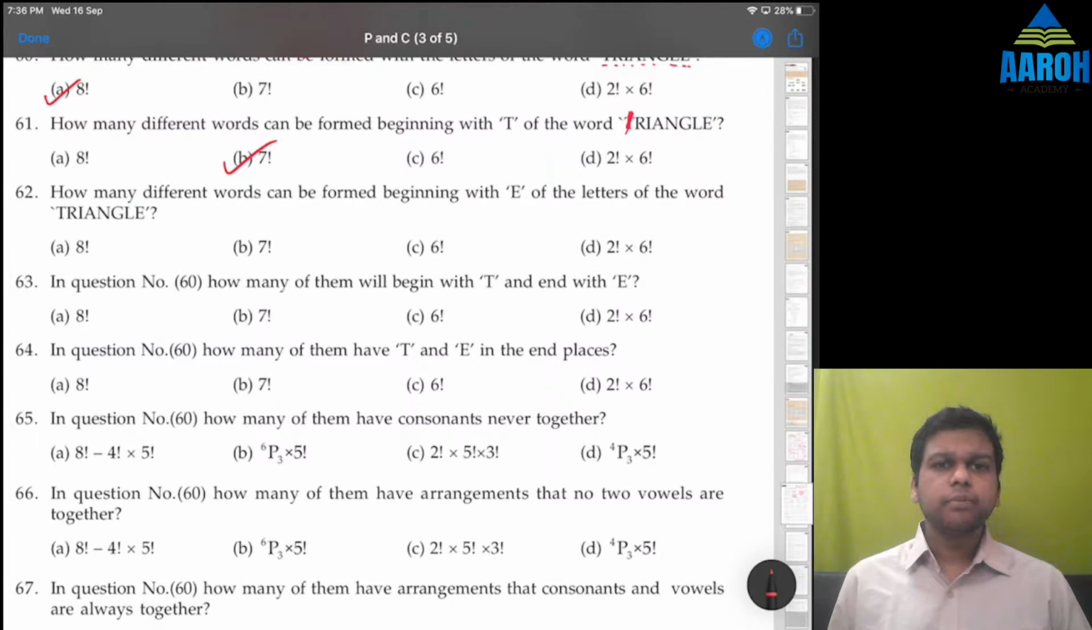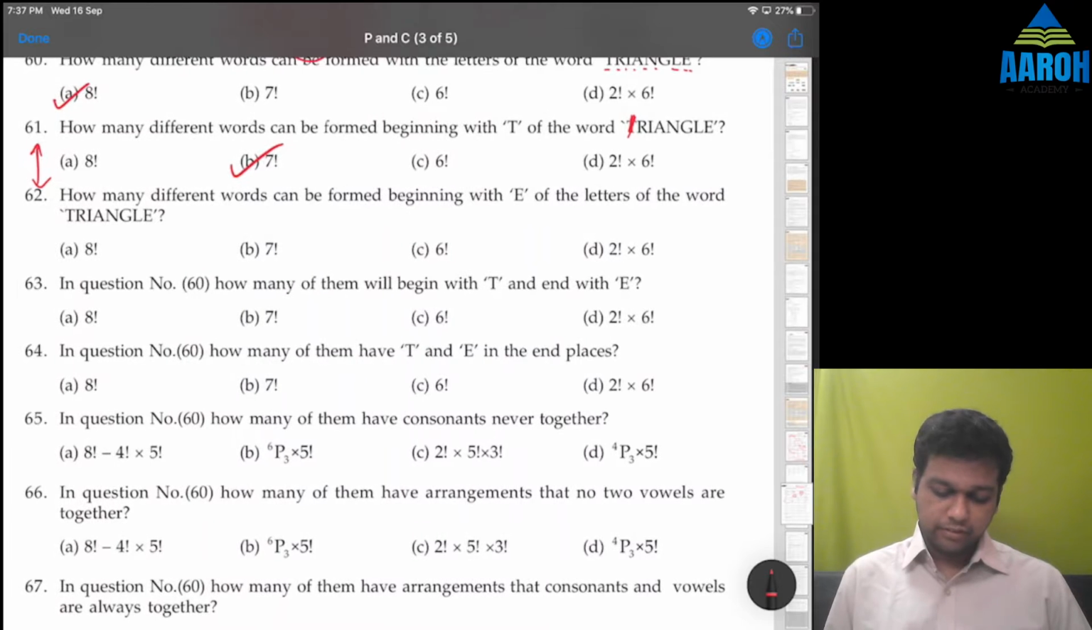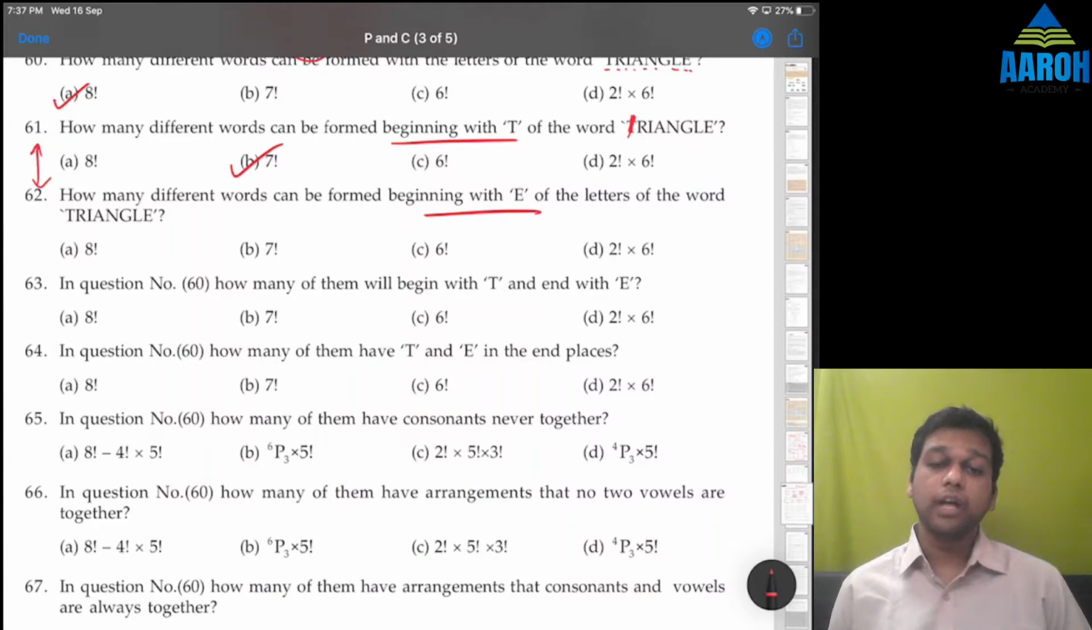How many different words can be formed beginning with E of the letters of the word triangle? Now see, these two questions are the same. In 61 it is beginning with T, in 62 it is beginning with E. So the answer is not going to change because of that. So 7 factorial still.